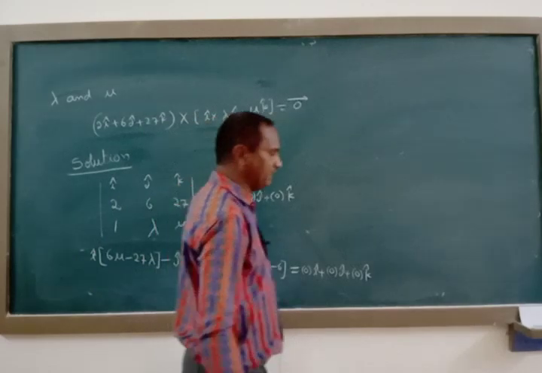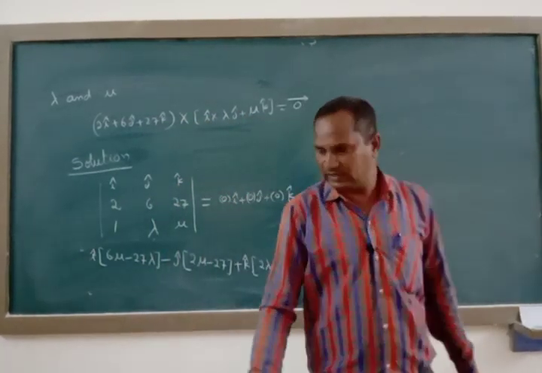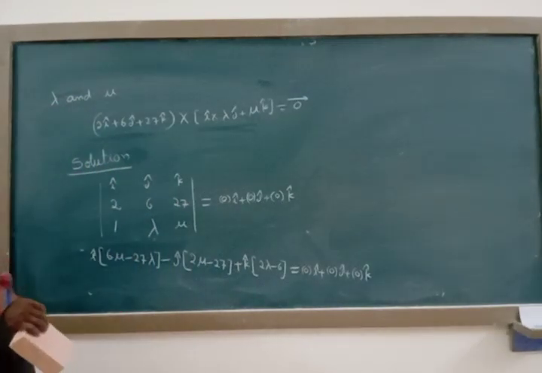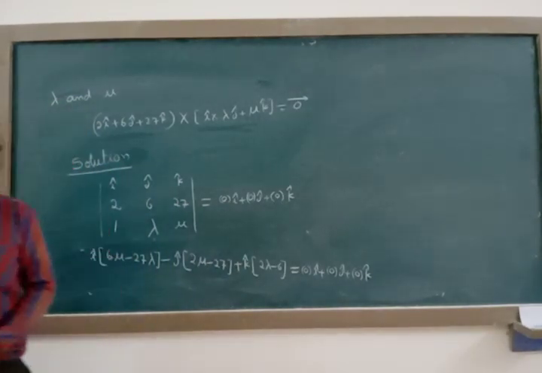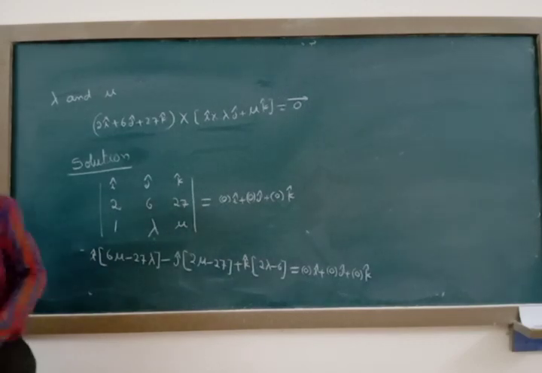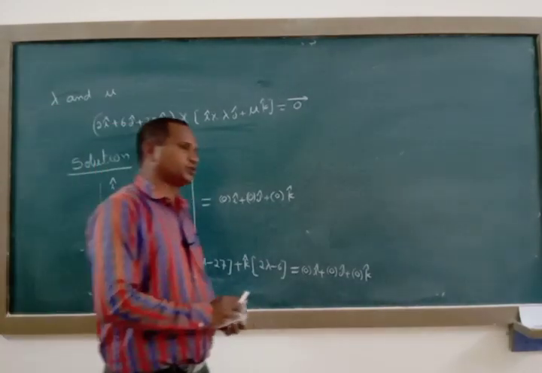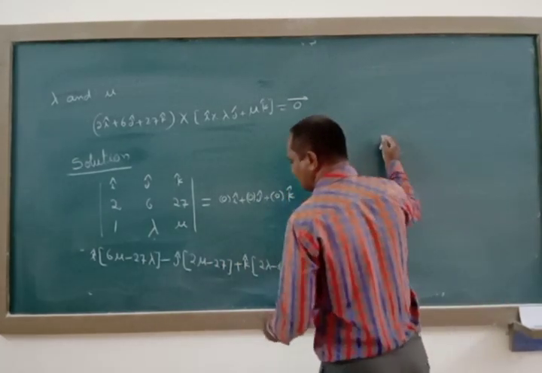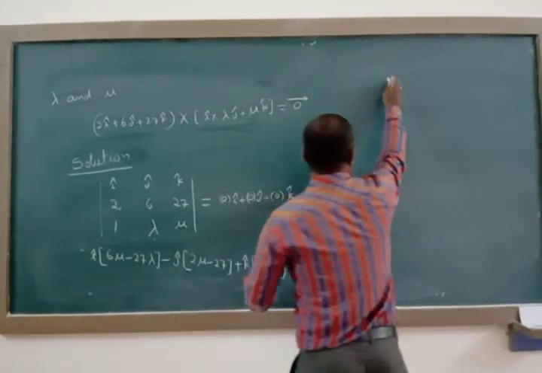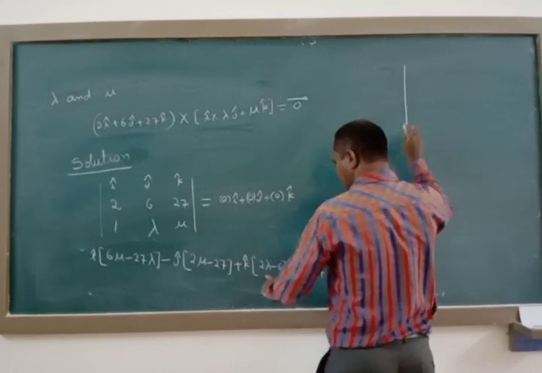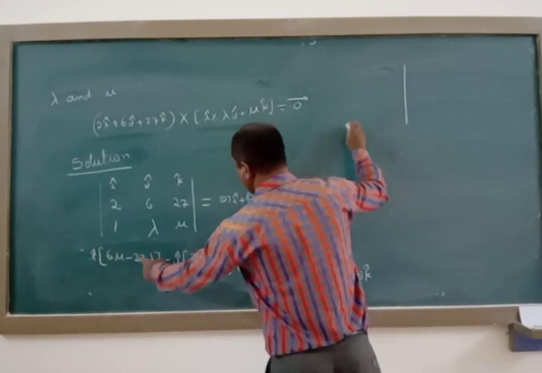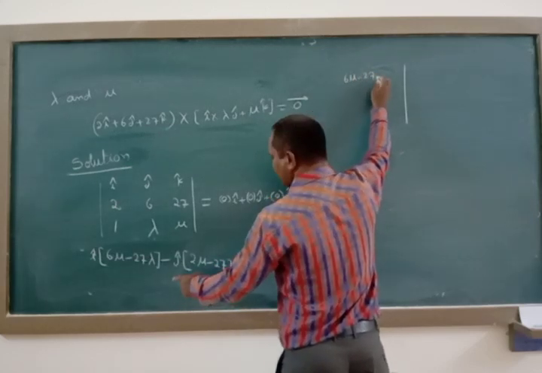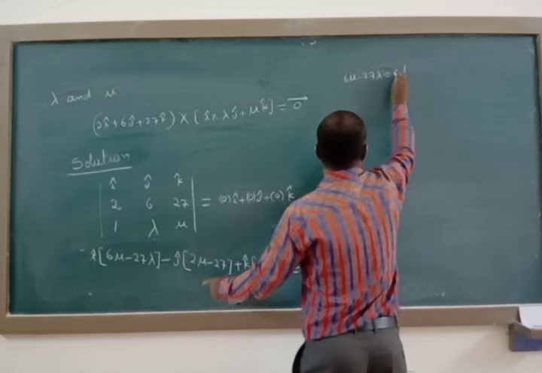Between these two, the equal symbol is there. Equal symbol is there, which means we must compare their corresponding coefficients of i cap, j cap and k cap. Whenever two vectors are equal, you must compare their corresponding coefficients of i cap, j cap and k cap. First you compare the i cap coefficients. The i cap coefficient here is 0, and here it is 6 mu minus 27 lambda is equal to 0.